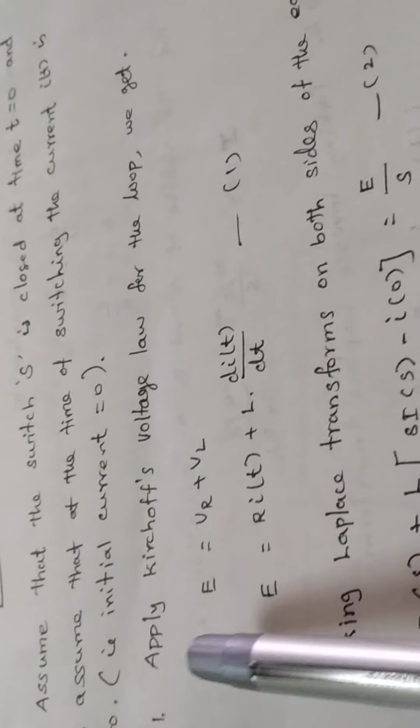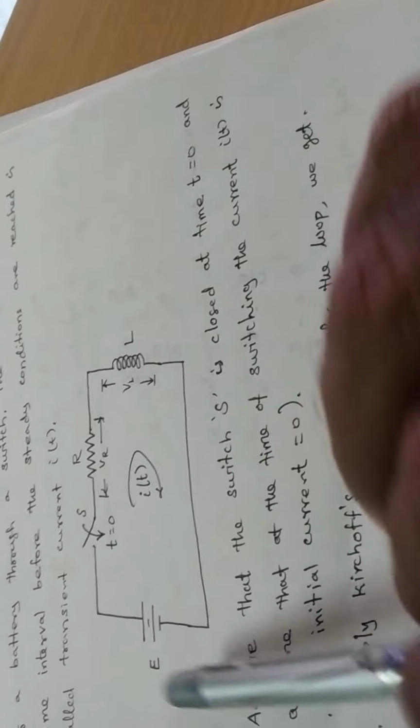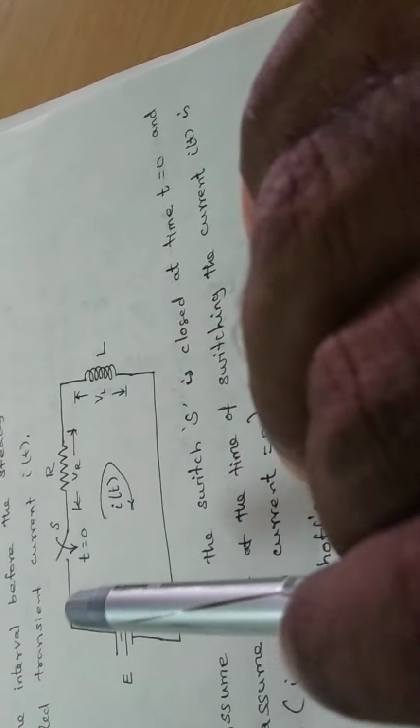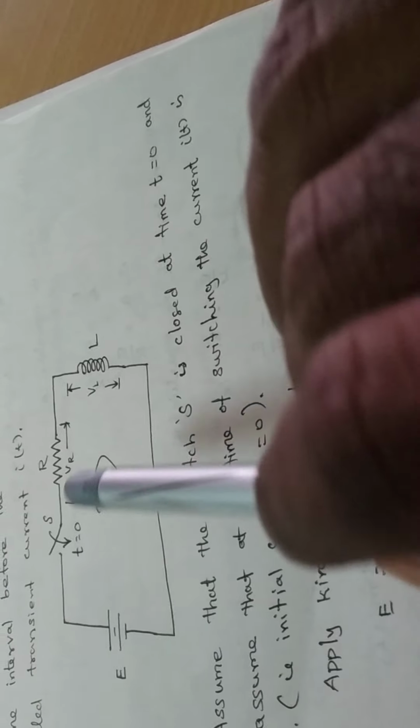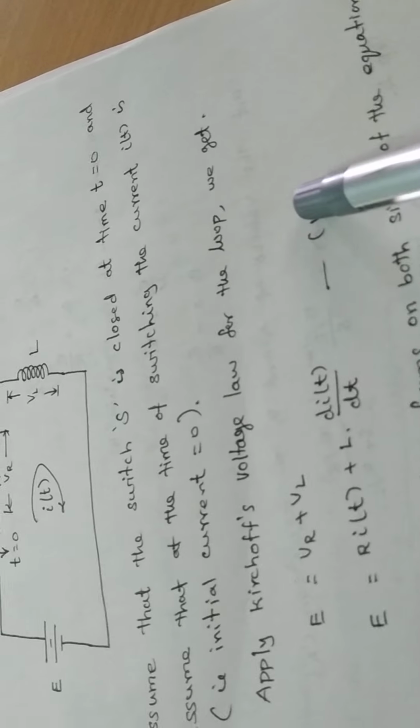Step 1: applying Kirchhoff's voltage law for the loop, we get. Kirchhoff's voltage law says the applied potential rise equals the potential drop. The potential rise E is equal to VR plus VL.